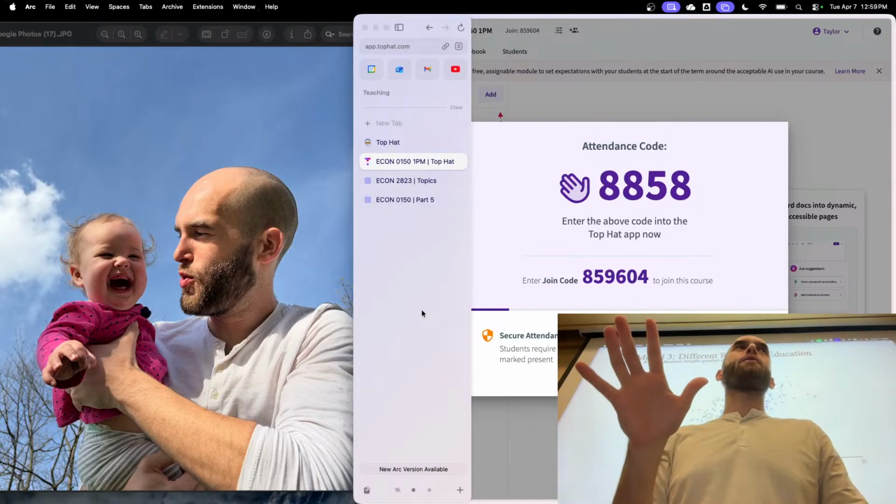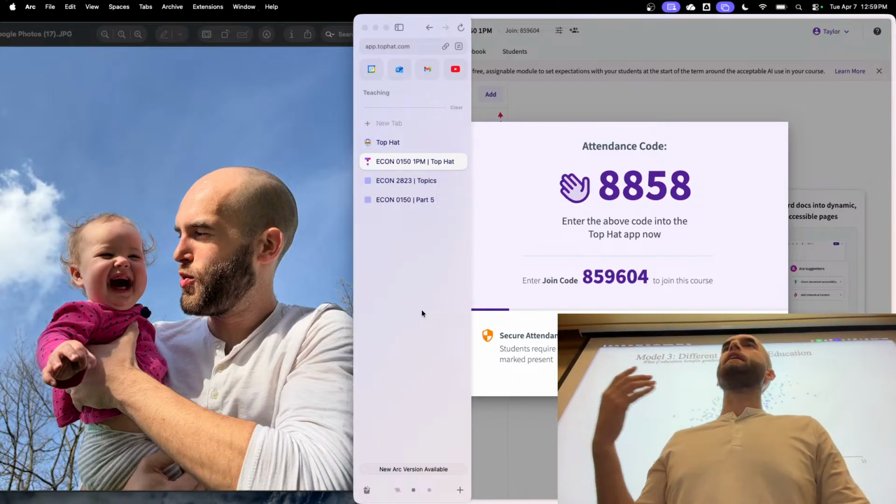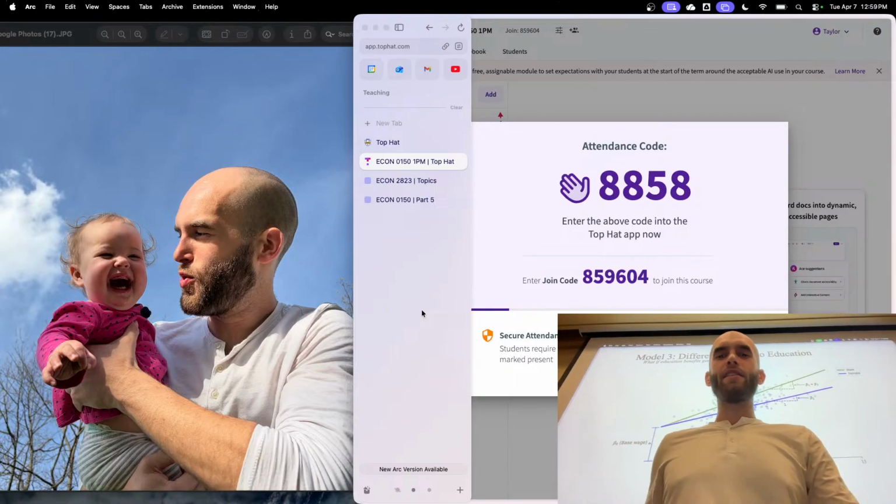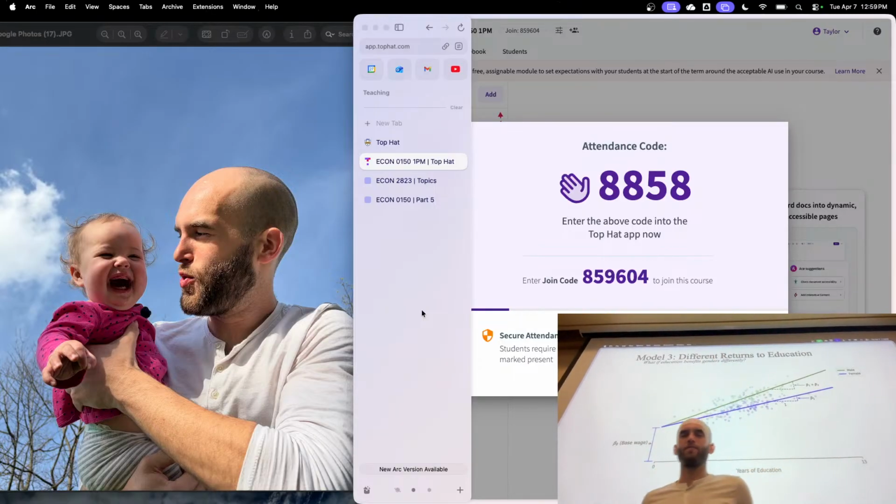We have the data to answer this question. All we need is the tool set to be able to do it. This is what the picture might look like. This is going to be model 3. So we built model 1 and model 2 last class. We're going to call this model 3. This is different returns to education.